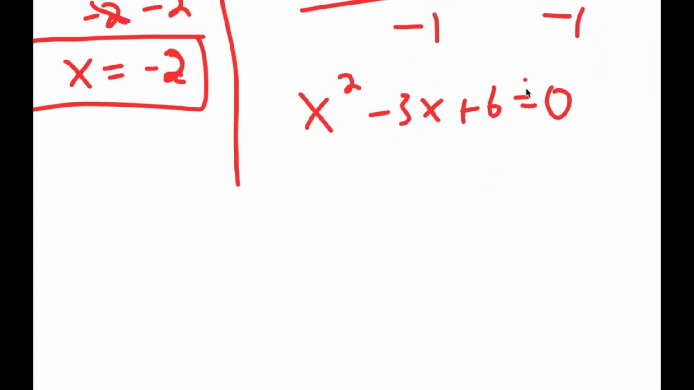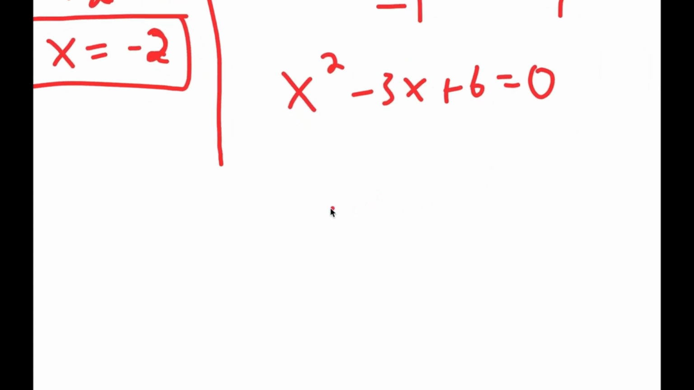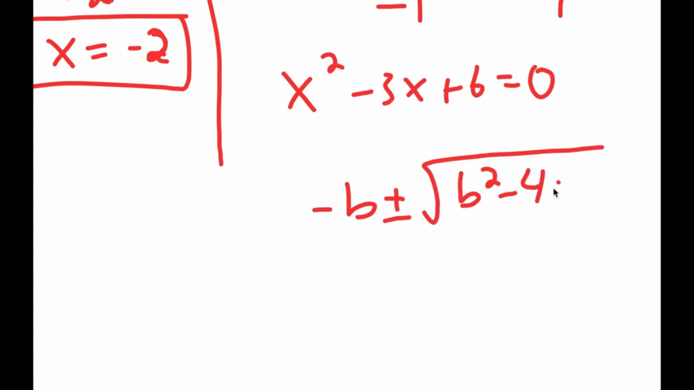So now to solve this quadratic equation, I can use the quadratic formula, which is negative b plus or minus the square root of b squared minus 4ac all over 2a.